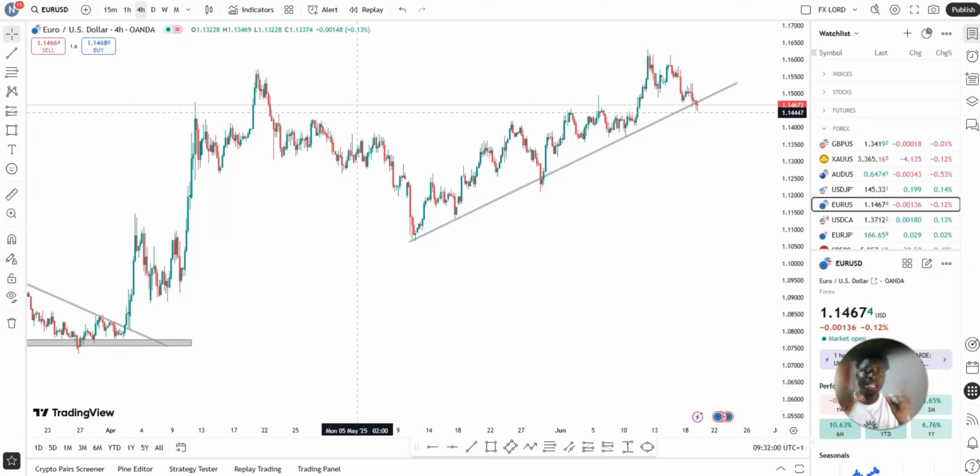We have these three kinds of trend. We have the downtrend, where the market is trending downward, we have the uptrend, where the market is trending upward, and we have the sideways trend, where the market is just moving sideways. It's not going up, it's not going down. So those are the three kinds of trends we have, right?